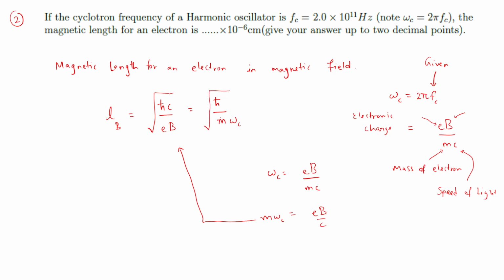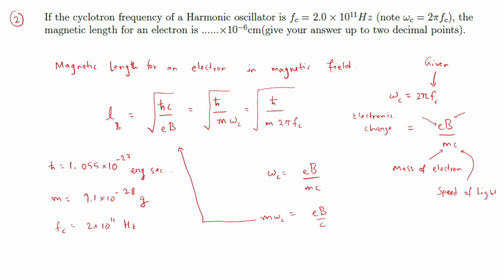Okay, and h bar and m we know, and omega c is 2 pi fc. This is what we have to find. So we know that h bar is equal to 1.055 into 10 to the power minus 27 erg second, m is equal to 9.1 into 10 to the power minus 28 grams, and fc is equal to 2 into 10 to the power 11 hertz.